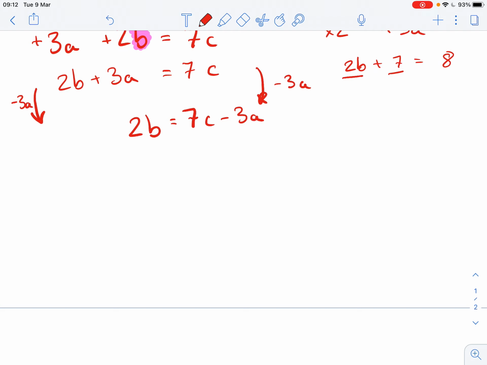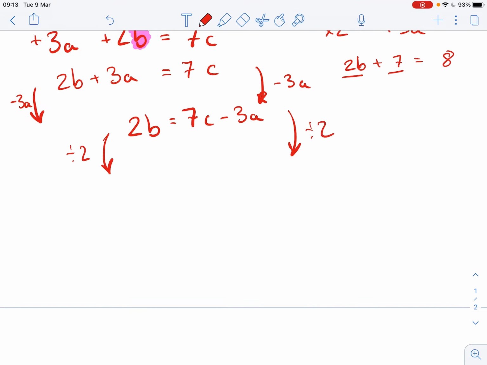And then our final step, how do I isolate b on its own? We just need to divide by 2, undoing the multiplying by 2. And to represent that, all I need to do is think about everything I start off with, so 7c minus 3a, and everything's being divided by 2.